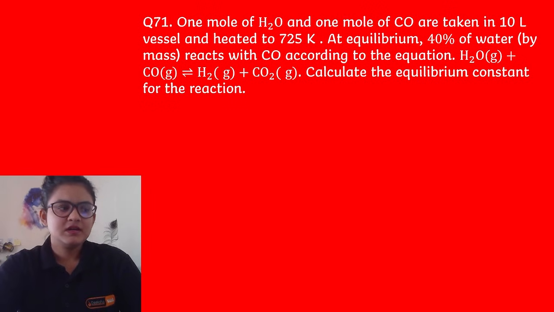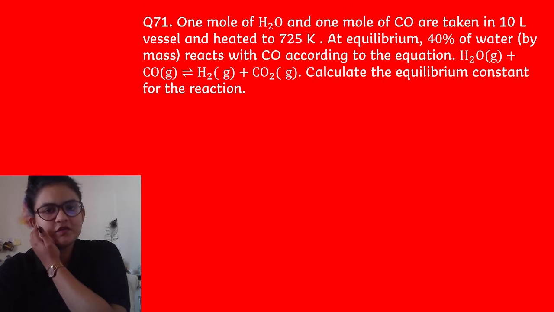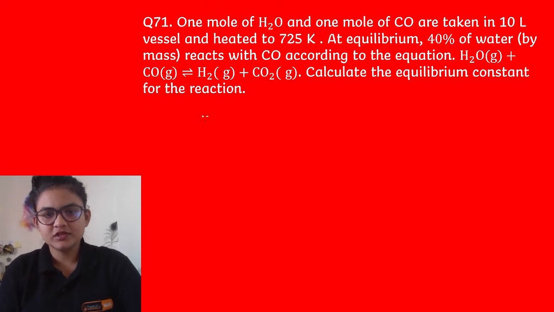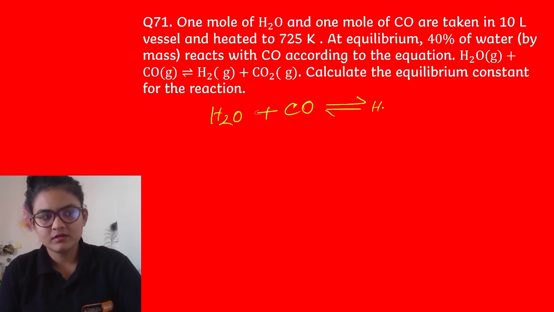Let's proceed further. One more numerical problem: 1 mole of H2O and 1 mole of CO are taken in a 10 liter vessel and heated to 725 Kelvin. At equilibrium, 40% of water reacts with CO according to the equation. Calculate the equilibrium constant. First write down the reaction, that is our first rule. H2O gaseous plus CO gaseous gives hydrogen gaseous plus CO2 gaseous. All of them are gaseous.